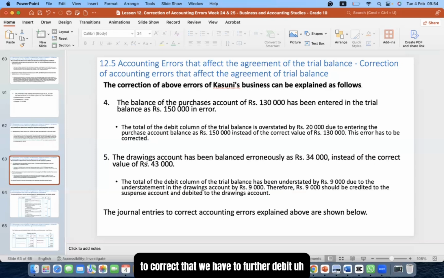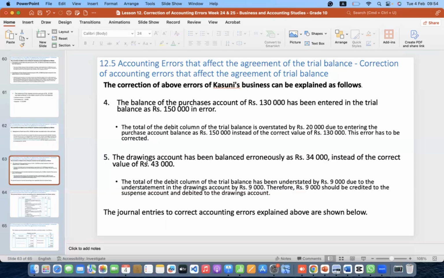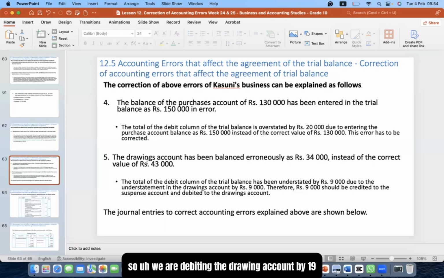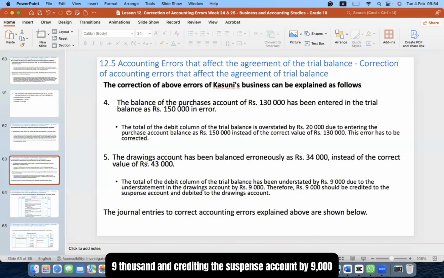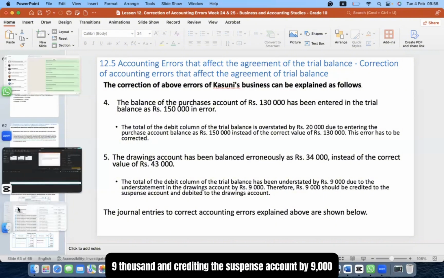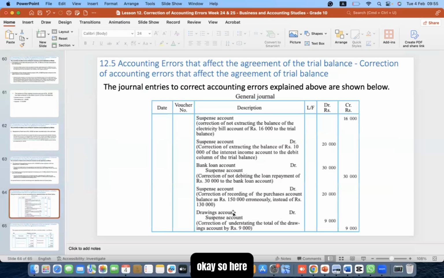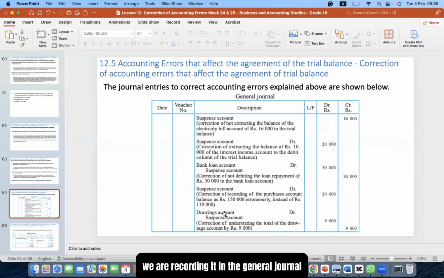To correct that, we have to further debit the drawings account by 9,000. So we are debiting the drawings account by 9,000 and crediting the suspense account by 9,000. Here we are recording it in the general journal: drawings account debit by 9,000 and suspense account we are crediting by 9,000.